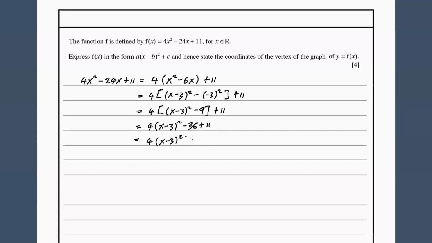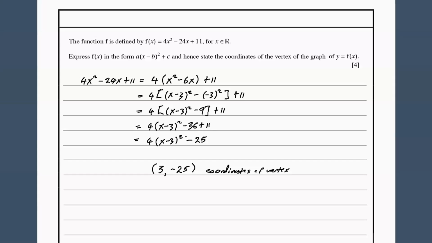All right, so that's 4 of x minus 3 squared, and minus 36 plus 11 should give us minus 25, right? So minus 25. So this is what we have after completing the square. And now they say hence state the coordinates of the vertex of the graph, which is the turning point. So we will be having minus of whichever term is here. So it's minus of minus 3, which is 3, and the term outside, minus 25. So this will give us the coordinates of the vertex of the graph. So that's how we do it right here.